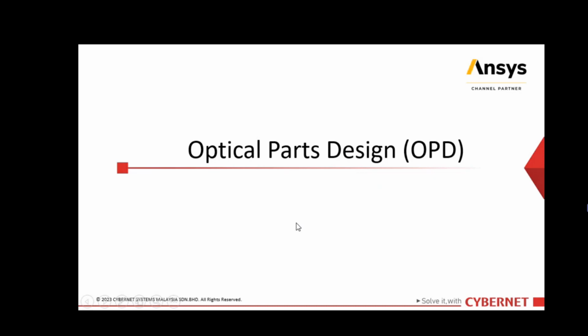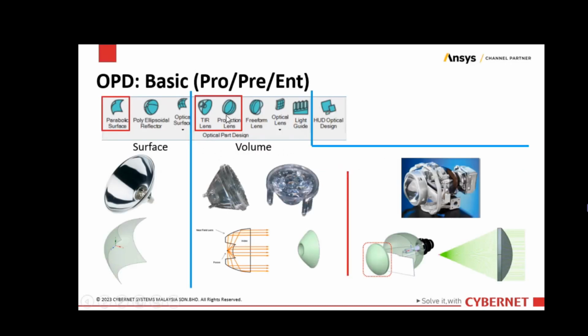So now we will go into the main part. First is the Optical Part Design. In the Optical Part Design, when we have a basic license, we will have the parabolic surface and two volumes. So for all the licenses, they have these three features, one surface and two volumes: the parabolic surface, TIR lens, and the projection lens. Here are some sample photos for illustration.